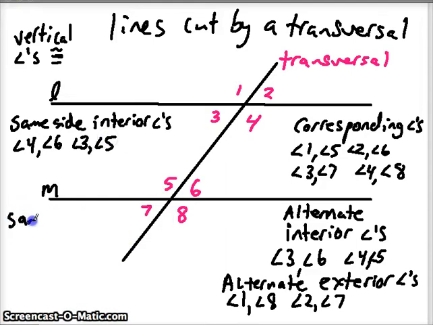Like I said, we got same side exterior angles. So on the same side, but now outside the lines again. So on the left side, the outside angles are 1 and 7. They're on the same side, and they're outside.